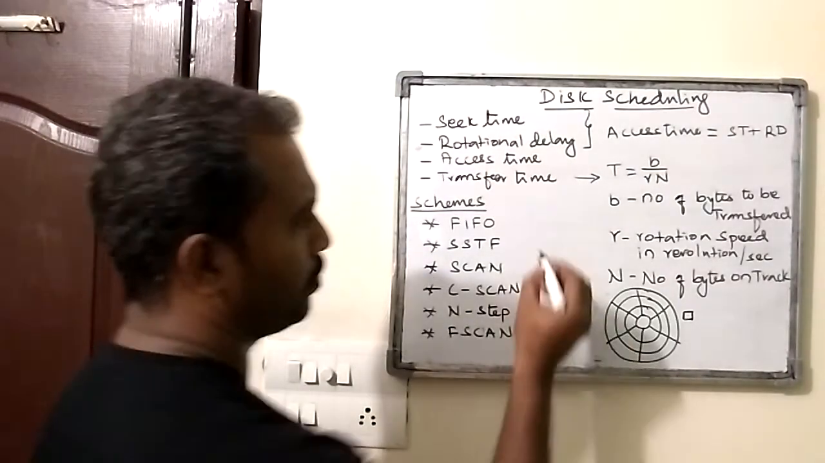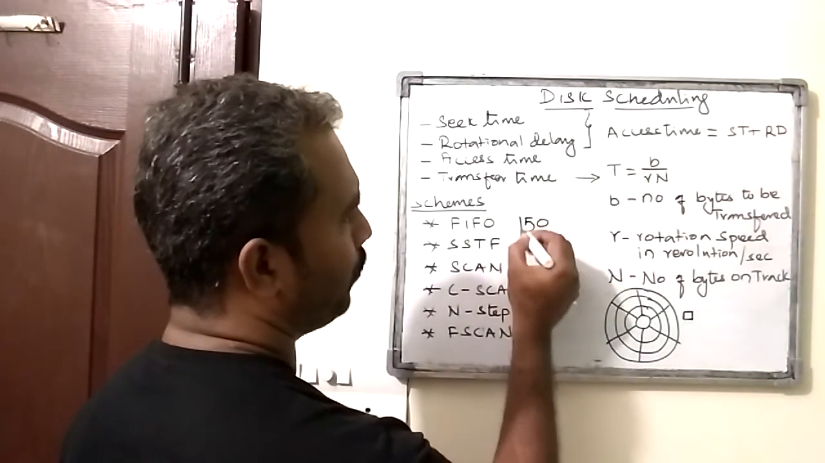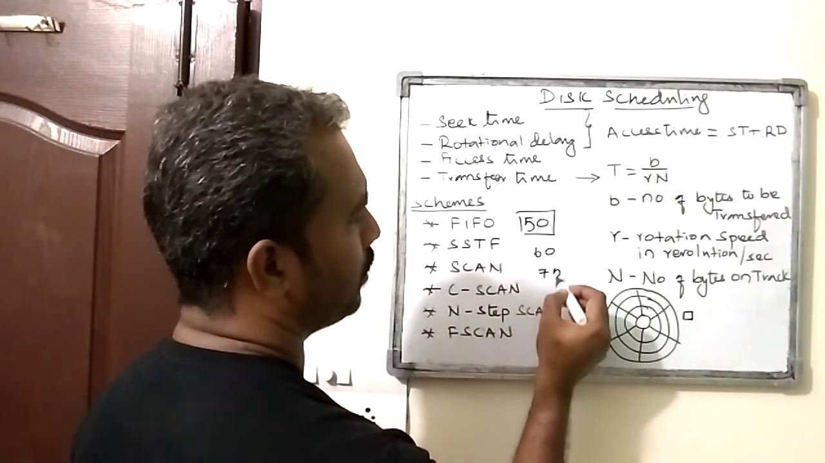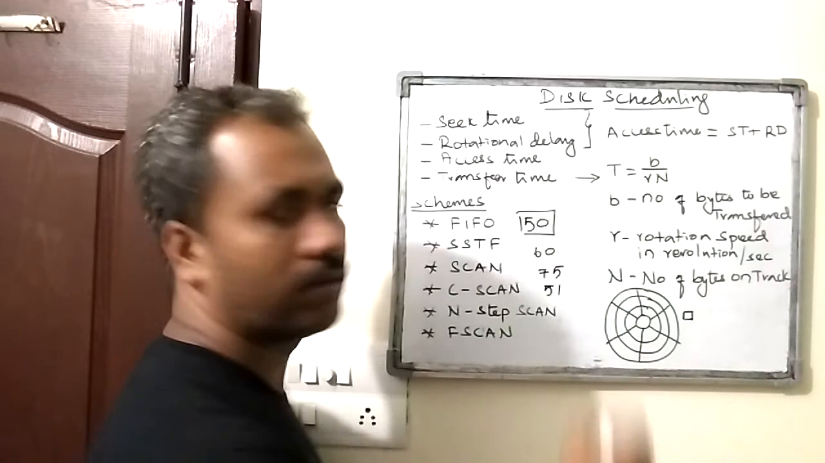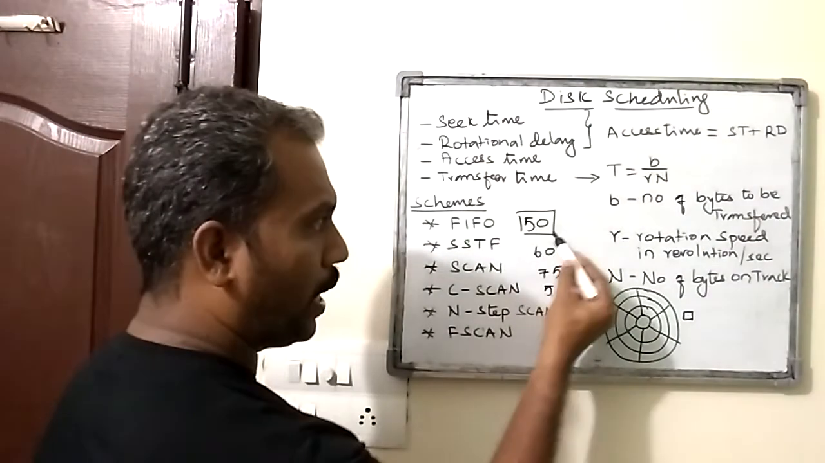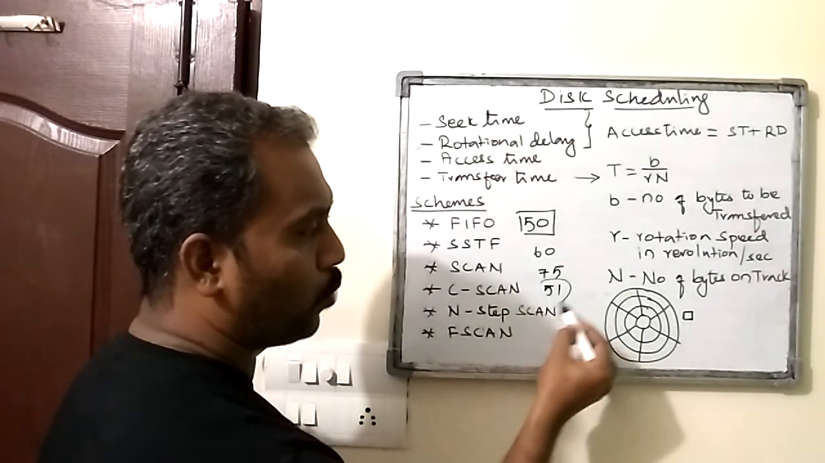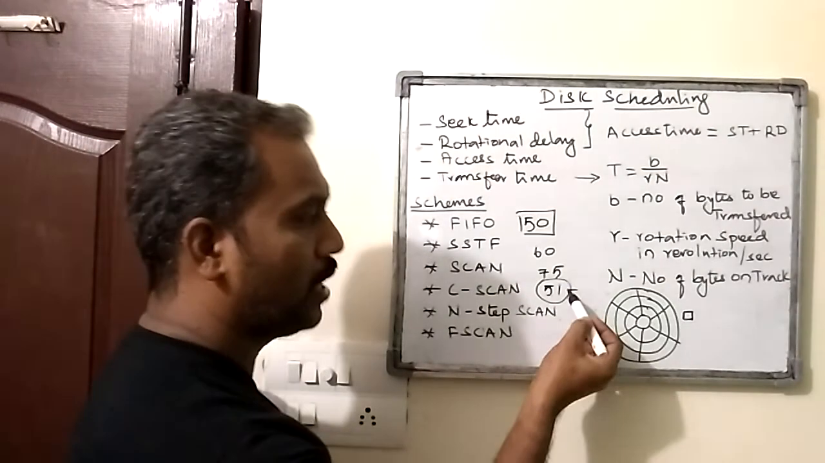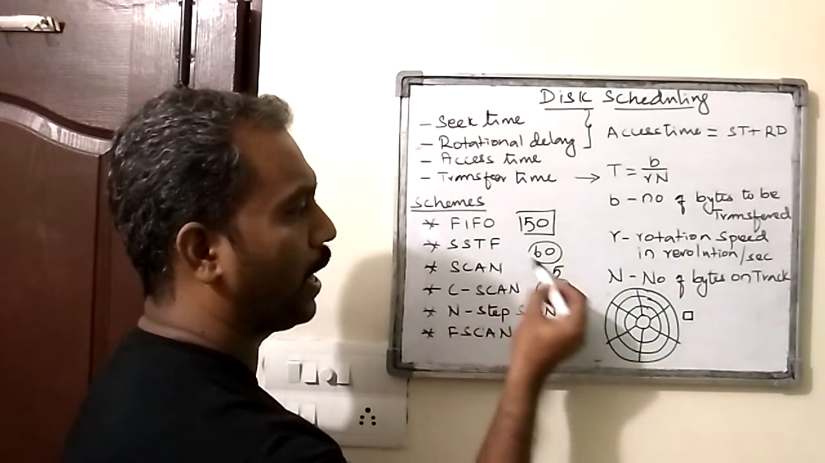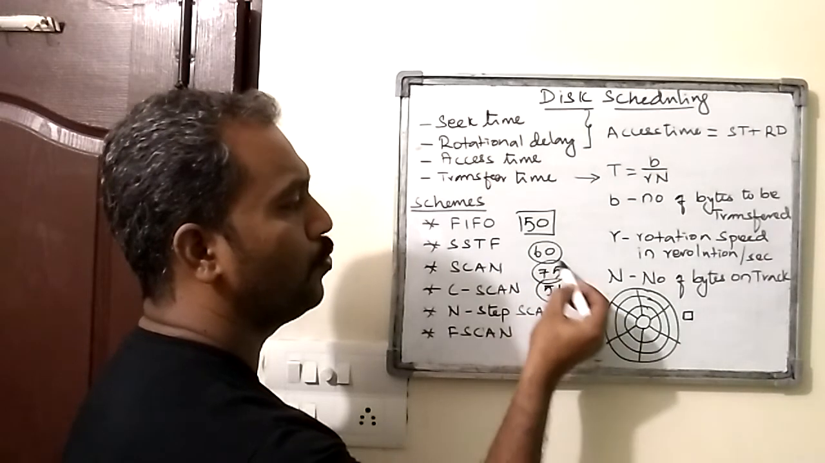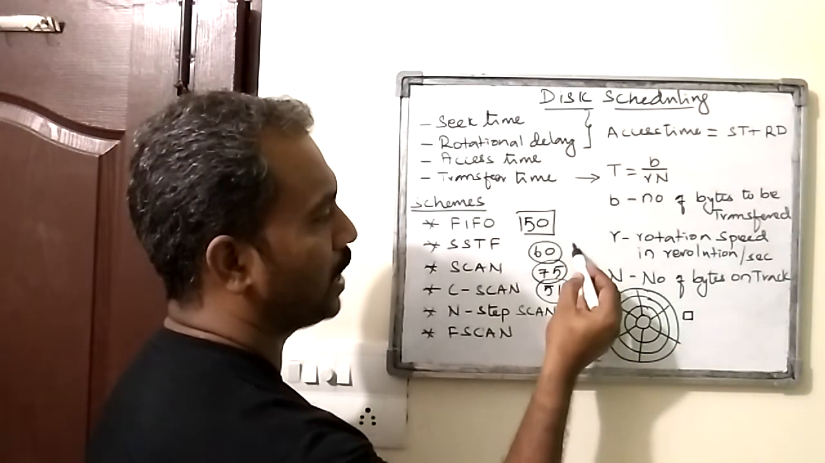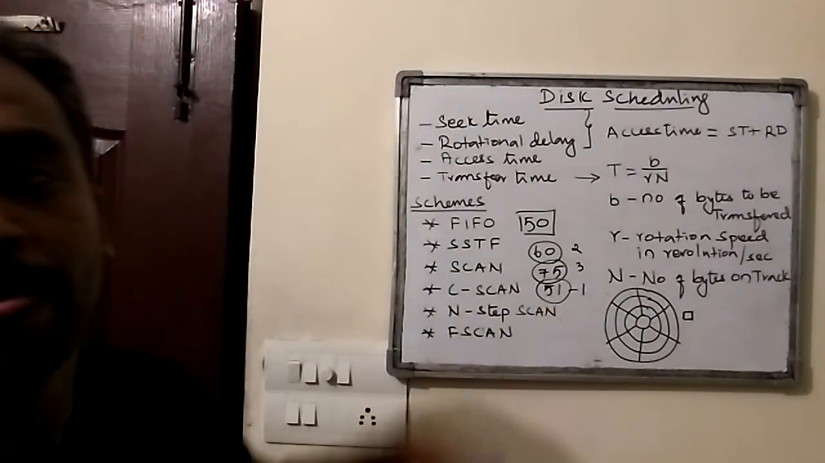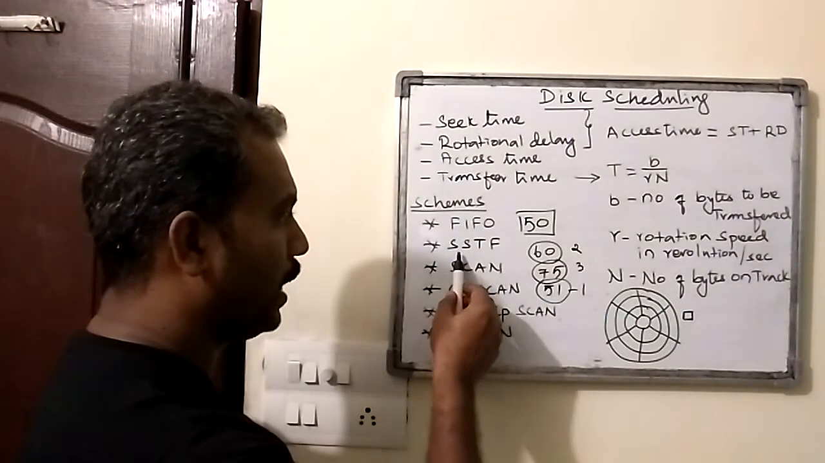I can give you an example. Assume the head is at the 50th place and I have requests for 60, 75 and 51. I need to move only one block to complete the request of 51. Then after this, I need to move only 9, then after that I need to move 15. So this will be first, this second, and this third. This is the order of service in SSTF.